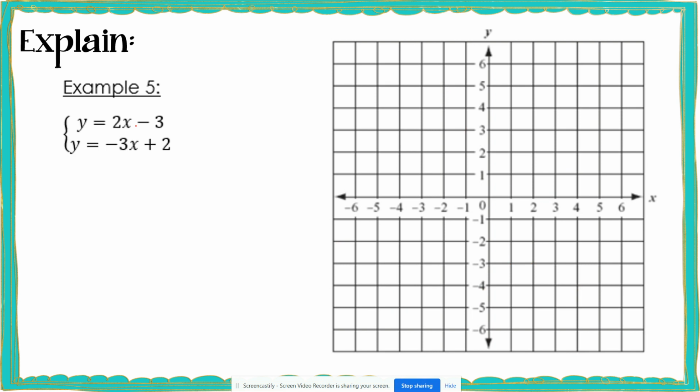Example 5 says y equals 2x minus 3 and y equals negative 3x plus 2. For this, you can see that both of these are already in y equals mx plus b form. So for our first equation, our slope is the coefficient of x, which is 2. Remember, we want that in a fraction, so we put that over 1. Another way to write that would be both of these as their opposite: the opposite of 2 is negative 2, and the opposite of 1 is negative 1. Then our y-intercept is this minus 3, which is negative 3.